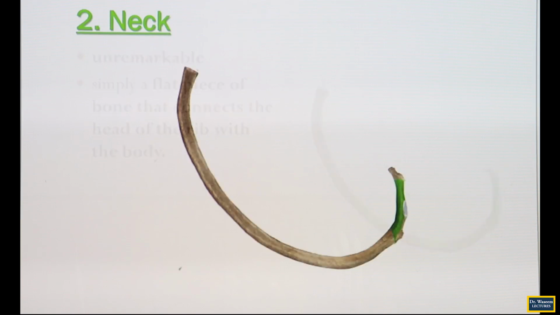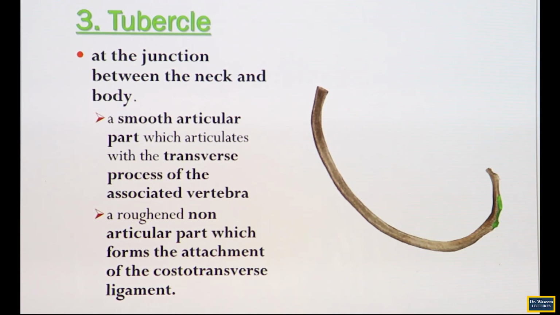This is the second part of the rib. You are watching here the neck of the rib. Then there is a very important thing here which contributes to a joint also. At the junction between the neck and the body, after the neck you are seeing the remaining body, right at this junction you are watching a tubercle. This is called the tubercle of the rib.